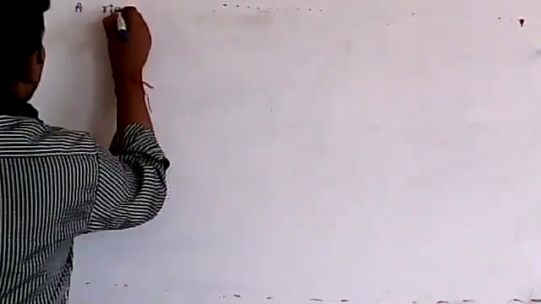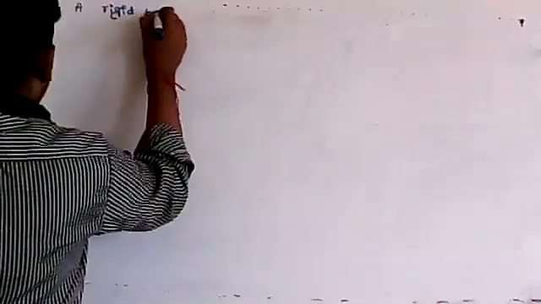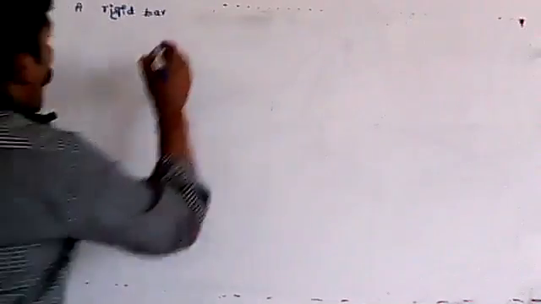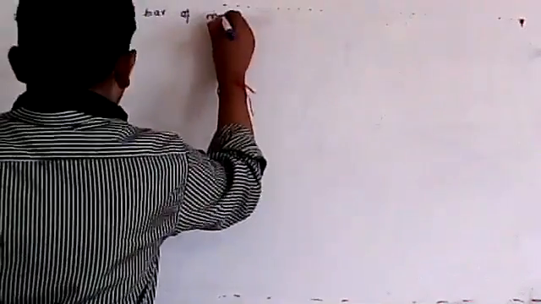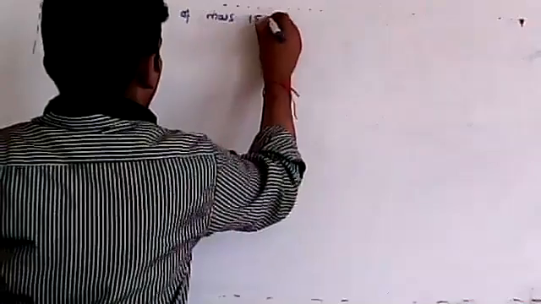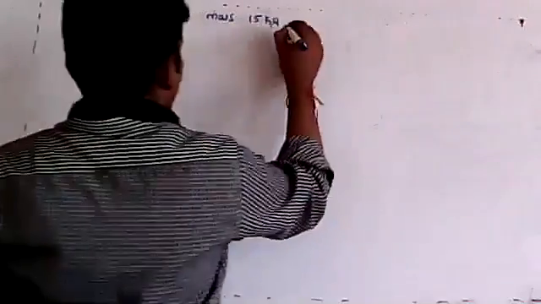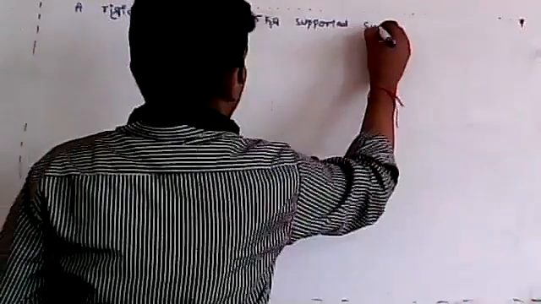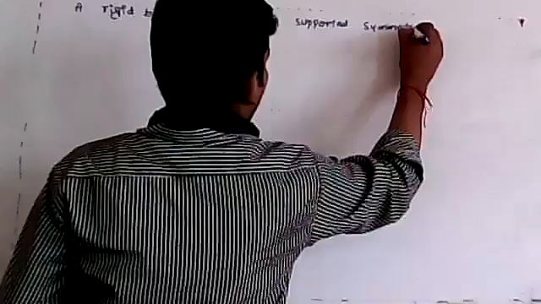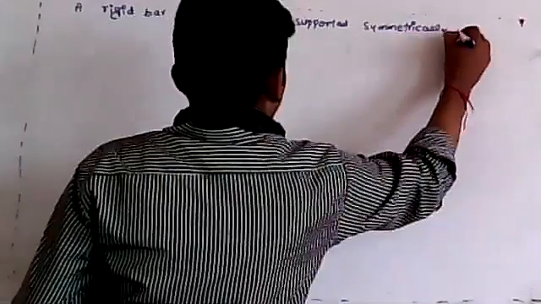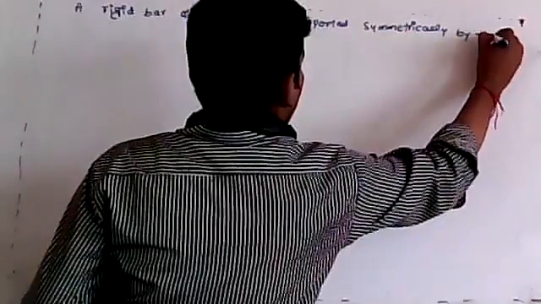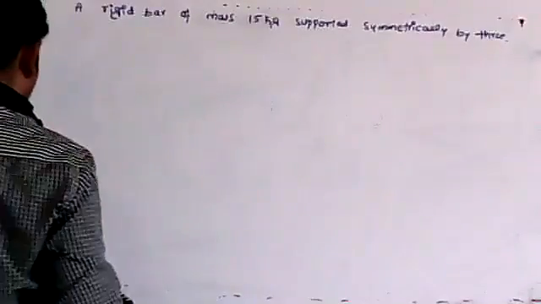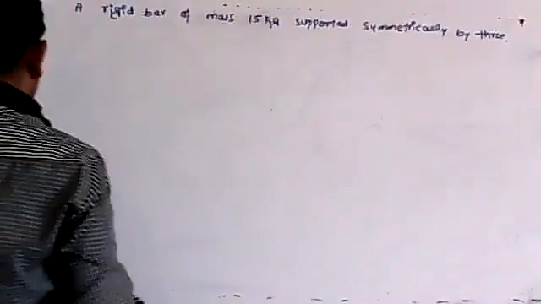See students, that question is: a rigid bar of mass 15 kg is supported symmetrically by 3 wires. Many of you don't have books, so that's why I am writing everything.